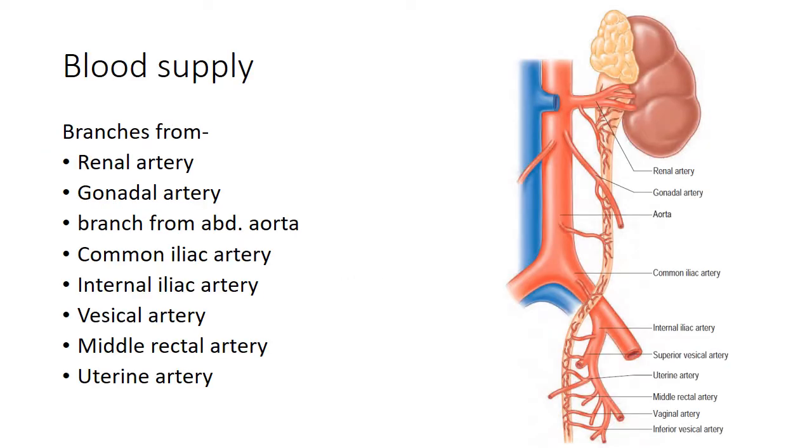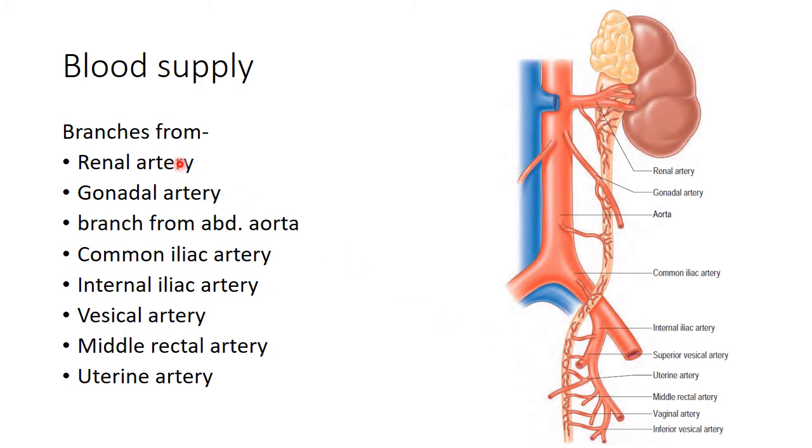Blood supply of ureter. The ureter develops from the ureteric bud, and the ureteric bud follows the course of the ascent of the kidney during development. It's a long tube, so it receives its blood supply from the neighboring arteries. So there are so many arteries supplying the ureter.